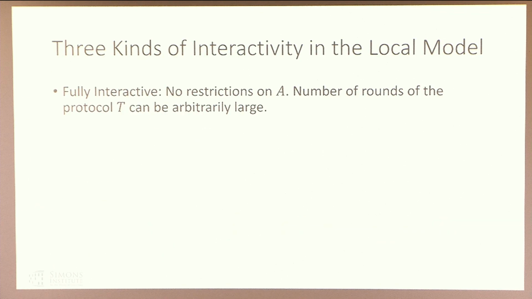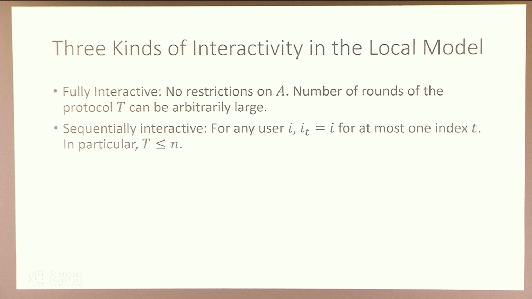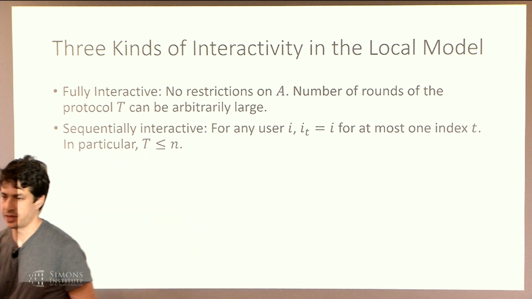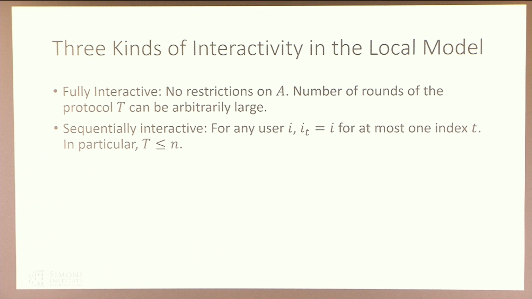Okay. So in this model, we can think about three kinds of interactivity. Fully interactive means we essentially have no restriction on what this protocol looks like. The length of the protocol can be arbitrarily large. Sequential interactivity just means that for any user, there's at most one index in which they are the ones queried. Okay? So in particular, the number of rounds is at most n.